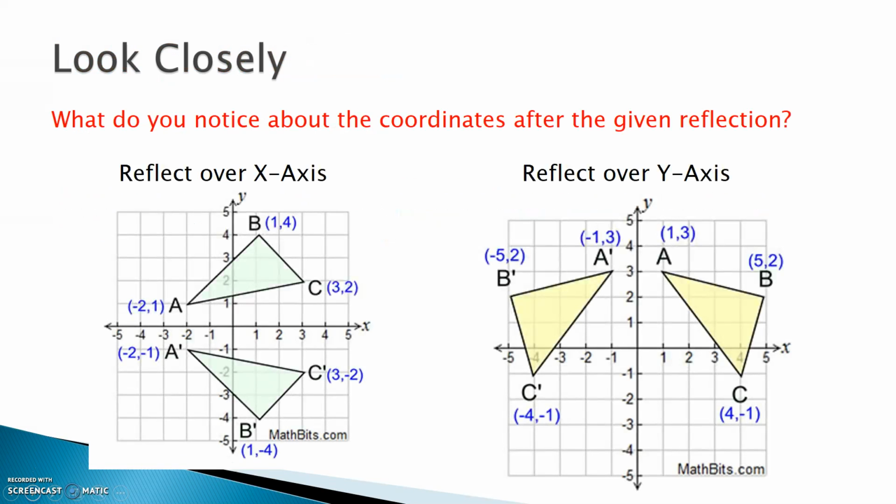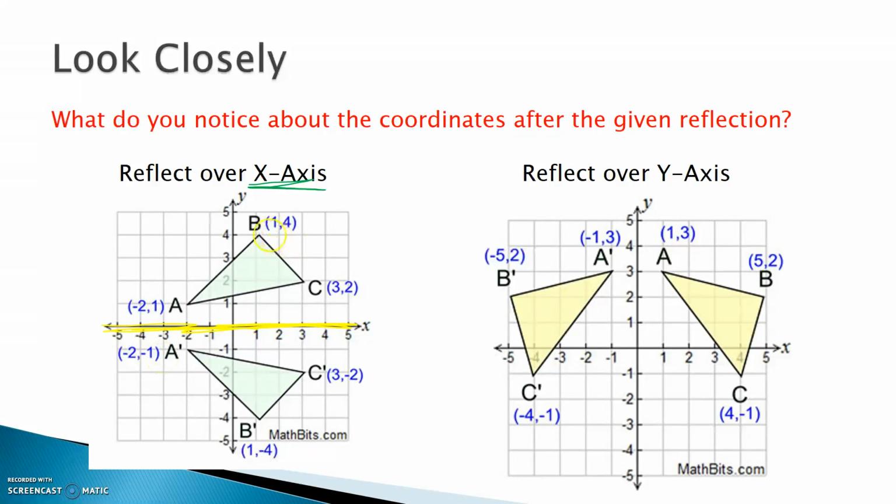Let's take a look closely at what we've actually been doing. What do you notice about the coordinates after the given reflection? If I ask you to reflect over the x-axis, where is my x-axis? I'm going to highlight this in yellow. My x-axis is right here. What happens when I flip this triangle down? Well, notice negative 2 and negative 2 for my A. If I'm going from A to A prime, the x value stays the same, but the y goes from 1 to negative 1.